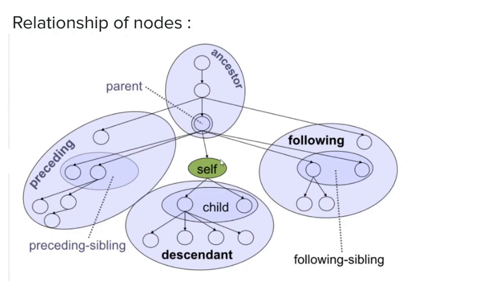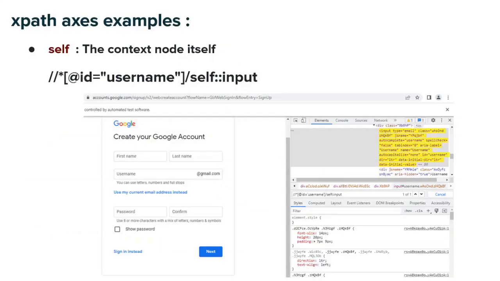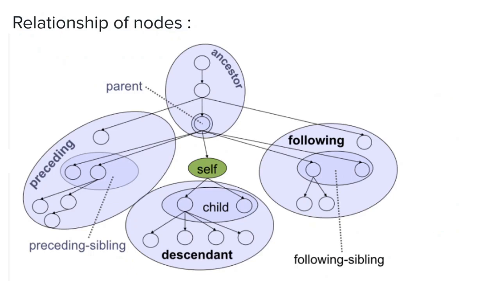So in today's session we will see practical examples. We will focus on following, preceding, following sibling and preceding sibling. So these four XPath axes we will see in today's examples. So let's start.